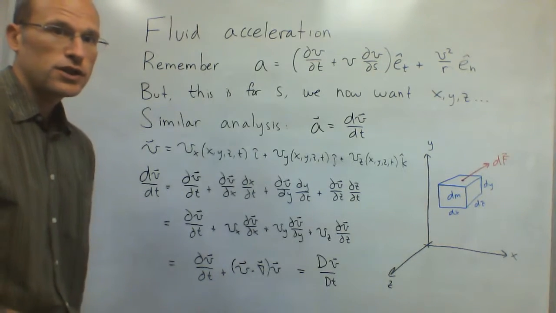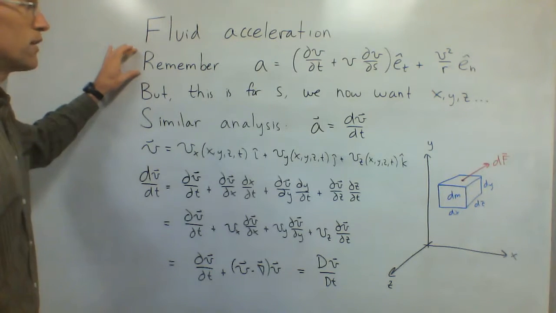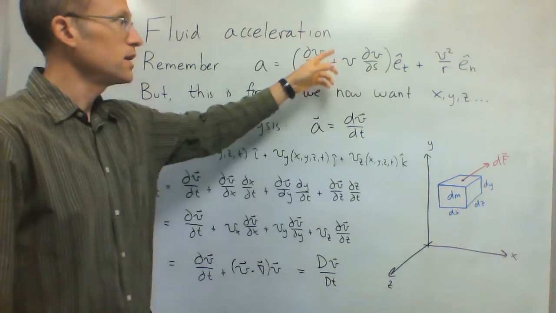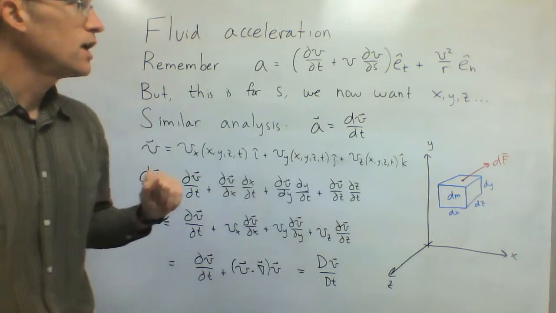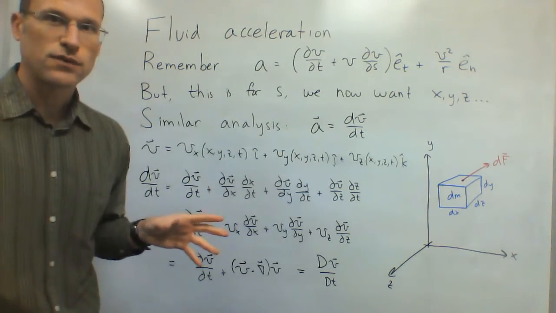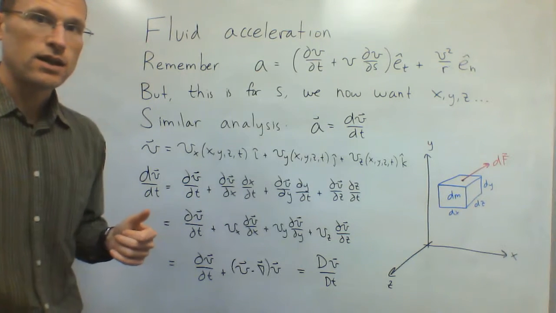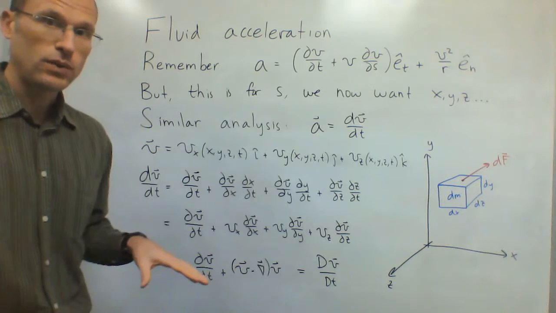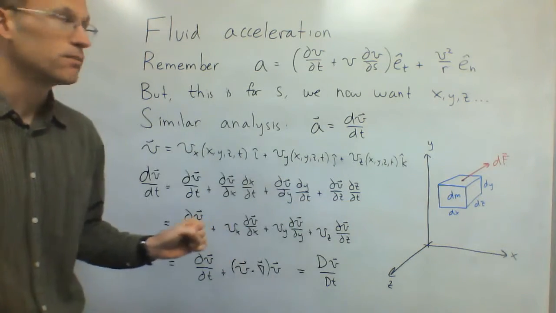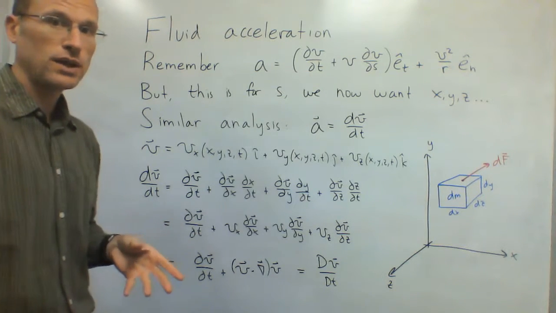So fluid acceleration, there's a lesson on that a few weeks ago. What we derived for fluid acceleration was dV/dt, the local acceleration, plus V dV/ds, the convective acceleration, and then the centripetal acceleration, V squared over r. Now when we did that, it was for the streamwise coordinate using s instead of x, y, and z. That made our lives easier back then. But now we actually want to use x, y, and z because my coordinate system is x, y, and z, so I want to change that back into x, y, and z instead of s.